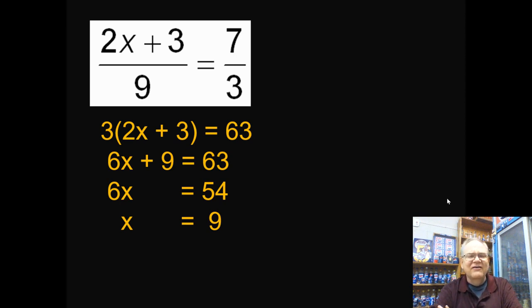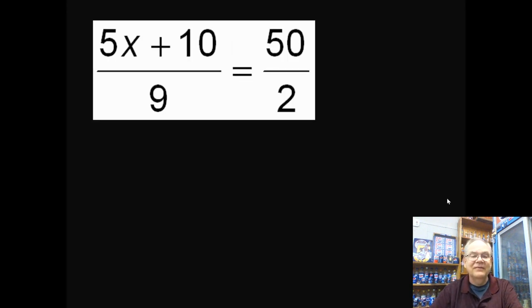If I was solving this myself, I probably wouldn't bother writing down the first line I have here, but I would write down everything else after that. I'd write down 6x plus 9 equals 63 and then solve that equation and get 9. So again, let's see if you can solve a similar problem to that and come up with an answer.